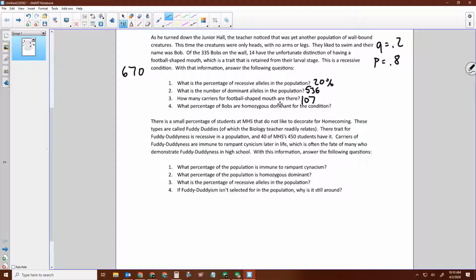So remember, the percentage of homozygous dominant is equal to p squared. And so then we're just going to take p and we're going to square it. And that's going to give us 0.64 or 64%. Moving right along.